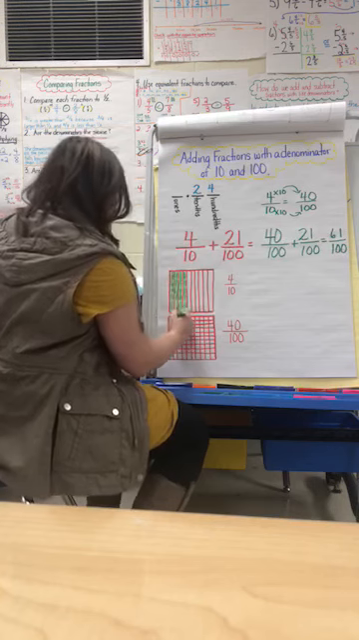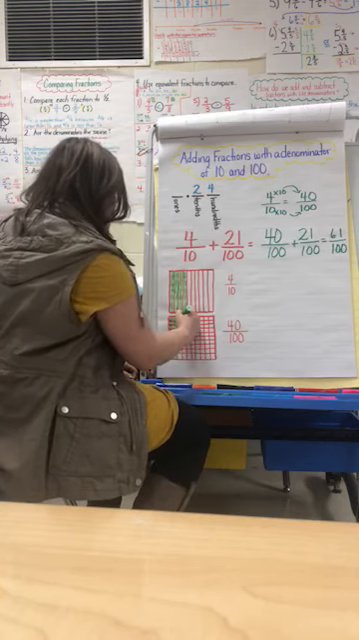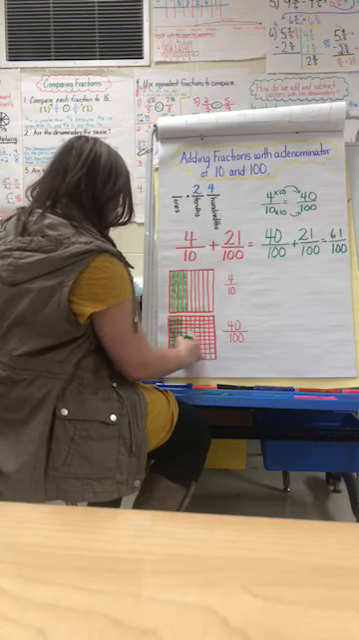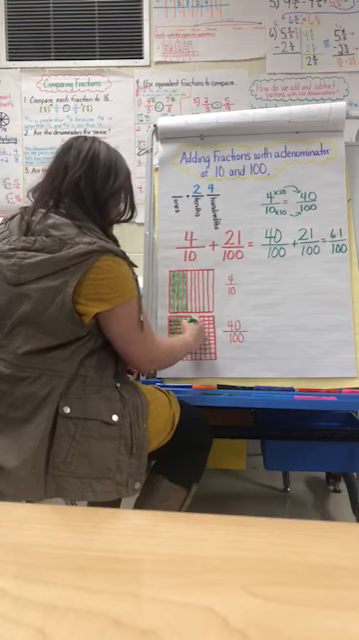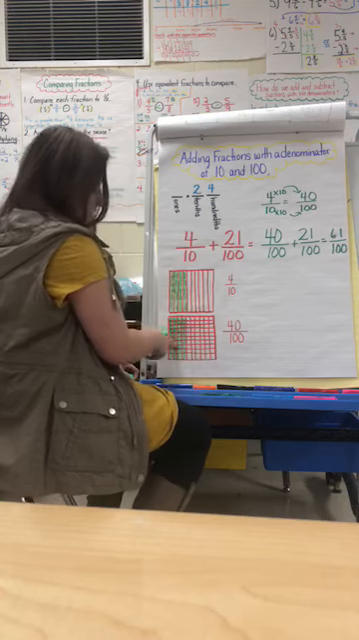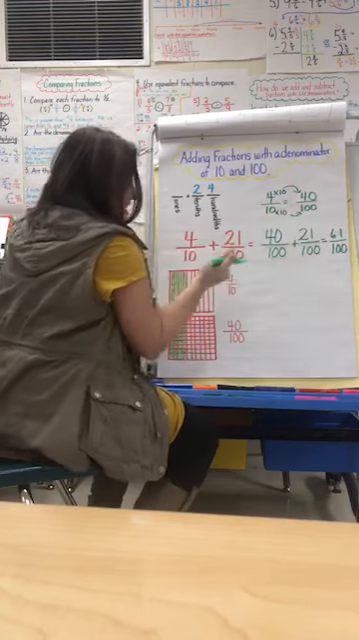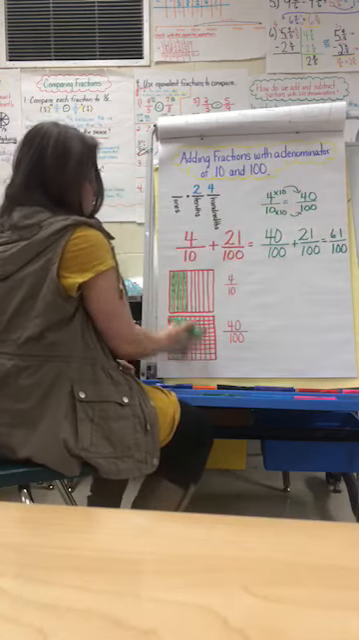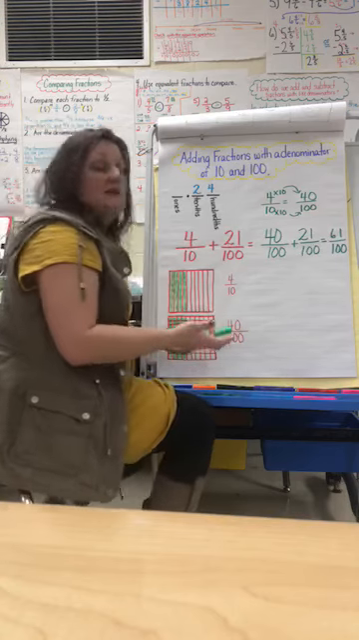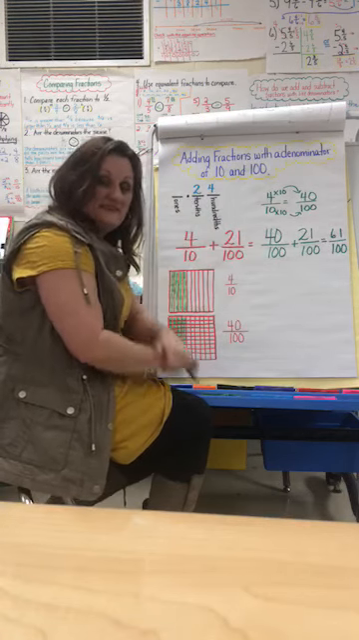My marker's running out, y'all. Each time I shade a column, I've shaded 10 little boxes, or 10 hundredths. And this shows a visual explanation of why these two things are equivalent. This is the mathematical explanation, and then this is the visual that can help justify why this is equivalent to this. And ultimately why they can use 40 hundredths in place of 4 tenths to add.